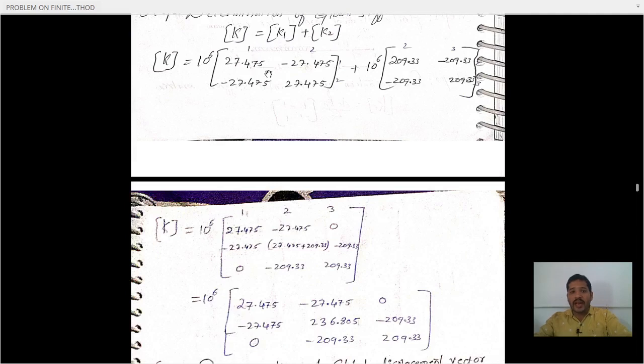After that we have to represent the nodes in a systematic manner: first node, second node and third node, and first node, second node and third node. How to multiply is the most important thing. Multiply the first node to the first node, and you get 27.475. First node to second node gives minus 27.475. First node to third node is not available, and if it is not available, it is considered as the value 0.